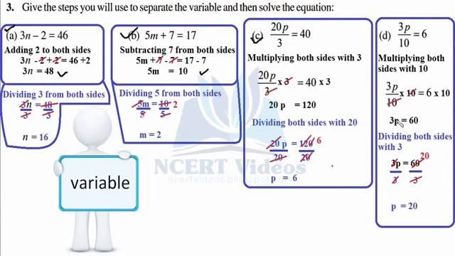Since it is getting multiplied, we'll have to introduce division by the same number, 3. So dividing both sides by 3, the 3s cancel, p is left. Now 1 three is 3, 20 threes are 60. So p equals 20 is the required solution of this equation. That was your third question.